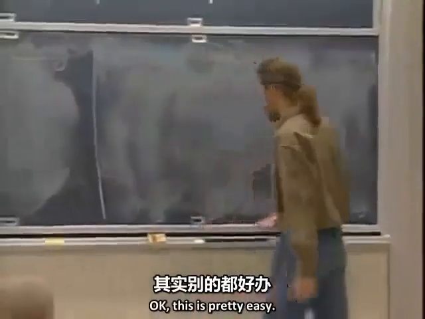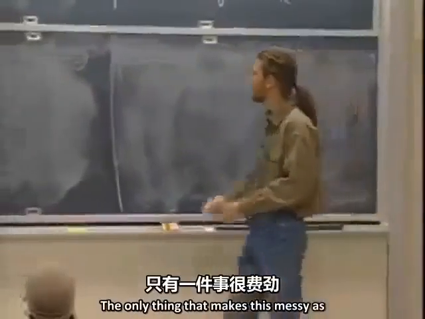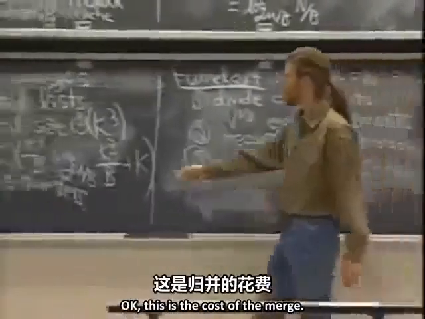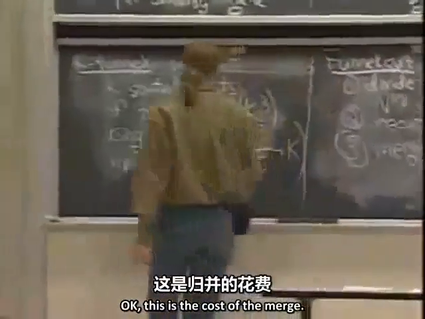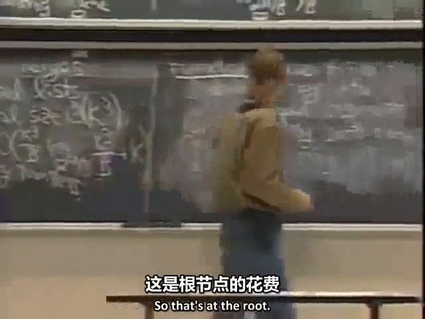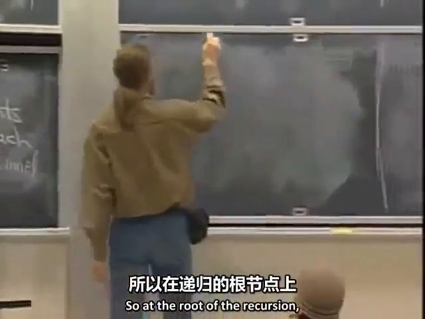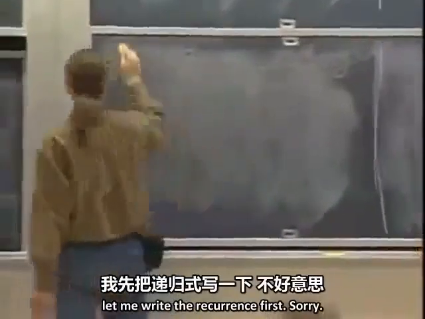Okay, this is pretty easy. The only thing that makes this messy is I have to write the sorting bound over and over. This is the cost of the merge, so that's at the root. But k cubed in this case is n. So at the root of the recursion, let me write the recurrence first, sorry.